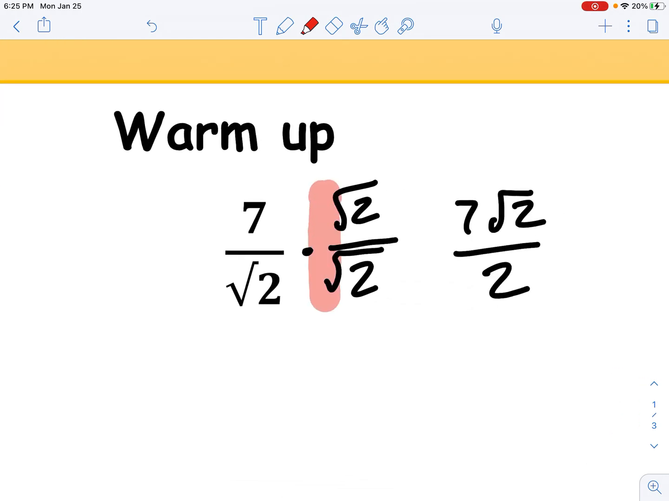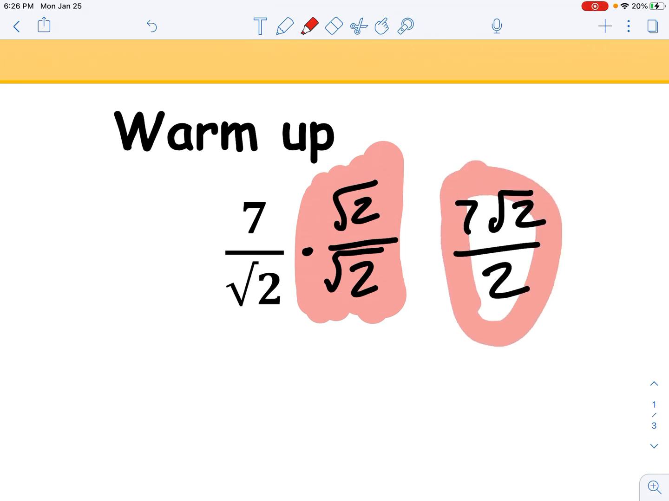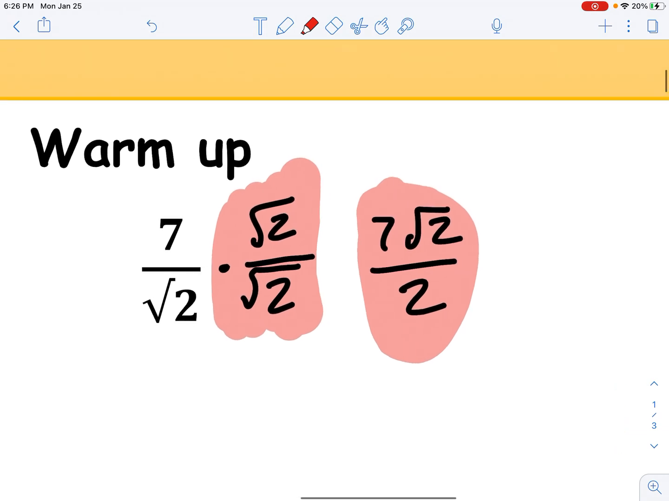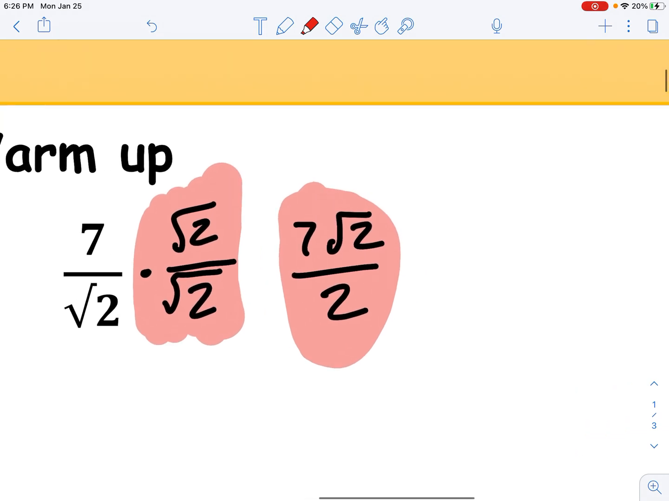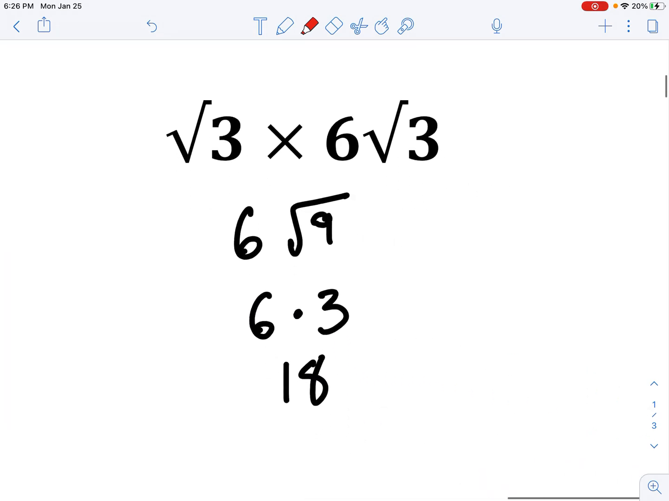Again, on the next one, same idea. I'm rationalizing my denominator, but on this one, I am actually multiplying by root 2 over root 2, and it's just changing the way that it looks. So my final answer here is 7 times the square root of 2 over regular 2, because those root 2's on the bottom will turn into a regular 2.